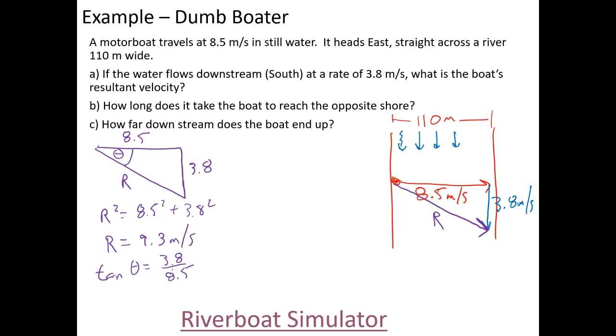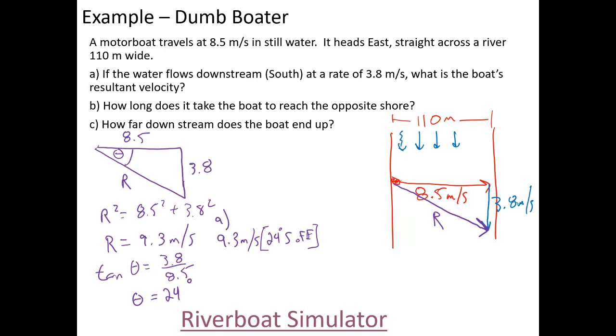Okay, my angle then ends up being 24 degrees. So for question A, the answer would be 9.3 meters per second at a direction of 24 degrees south of east. Okay, that's for part A.